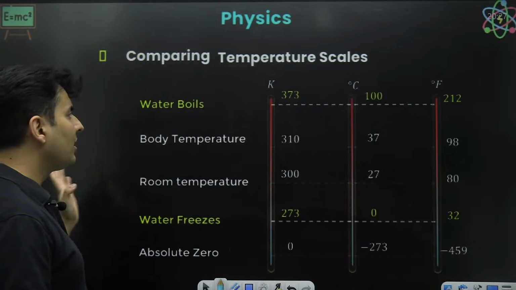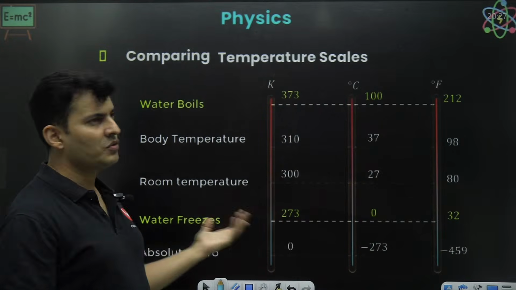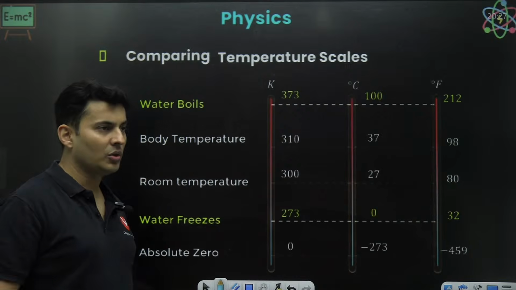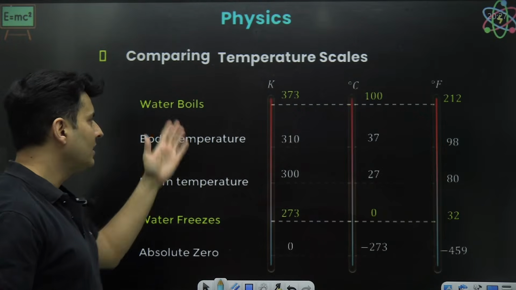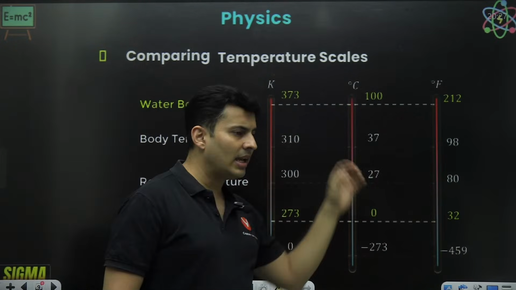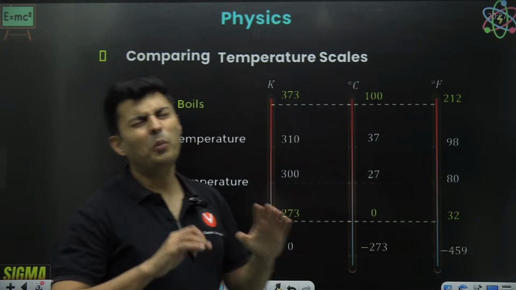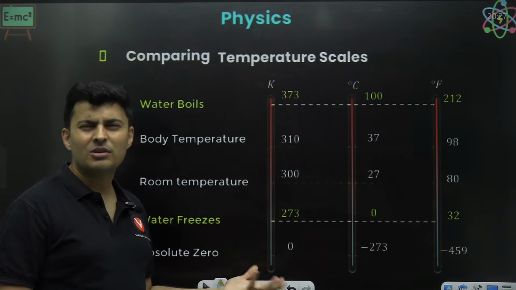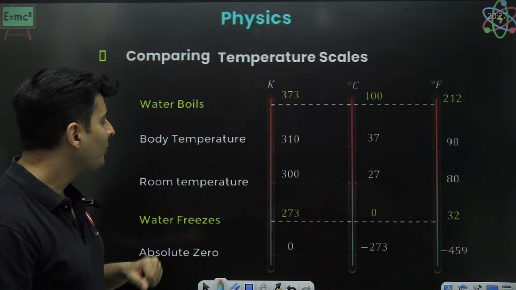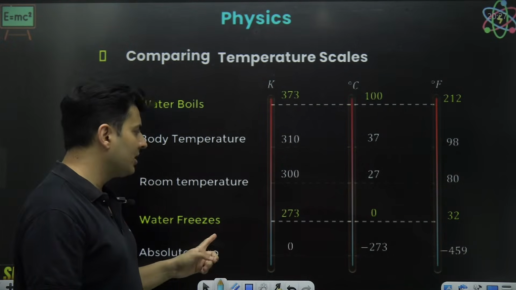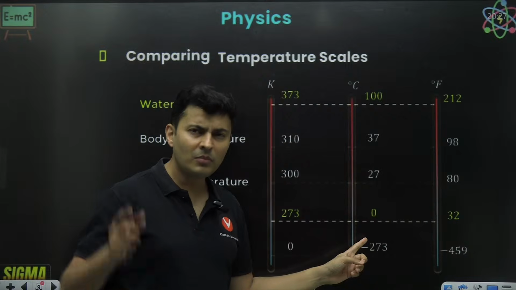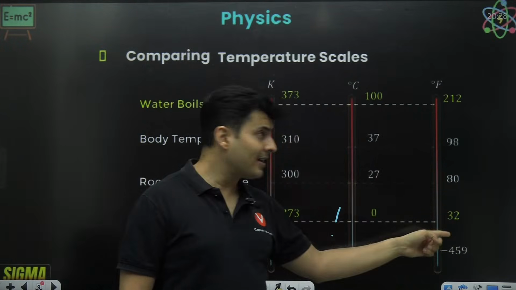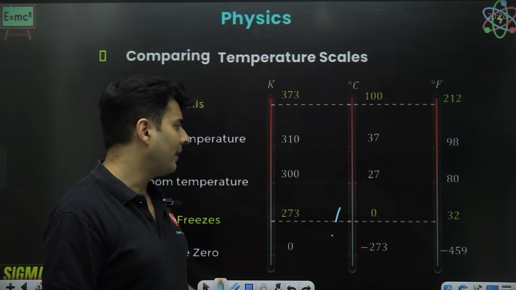Now, the three most popular units which we'll be using, we don't have any other unit in our JEE syllabus. So, don't break your head over it. Is Kelvin scale, Celsius scale, and Fahrenheit scale. Now, you better remember these values, because it is going to be very useful, or else you'll waste time converting. The most important temperature being 0 Celsius, which is 273 Kelvin, which in Fahrenheit is 32 Fahrenheit.